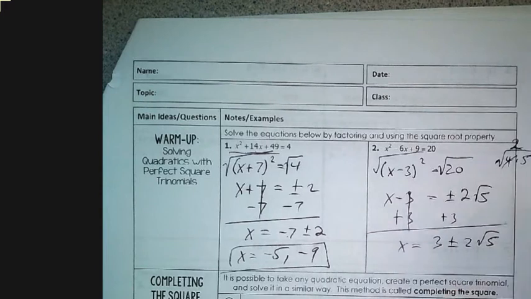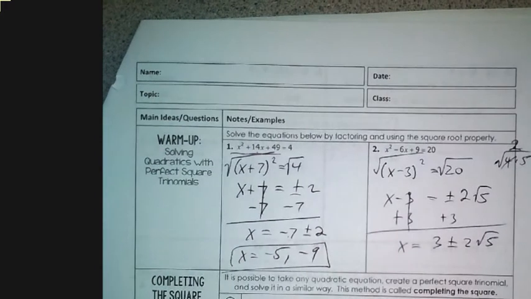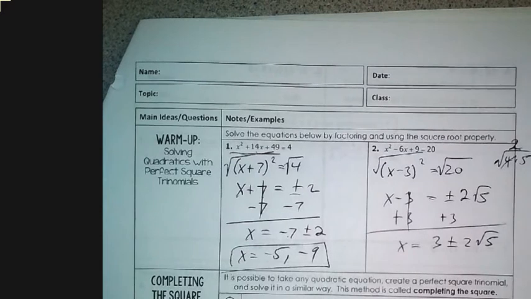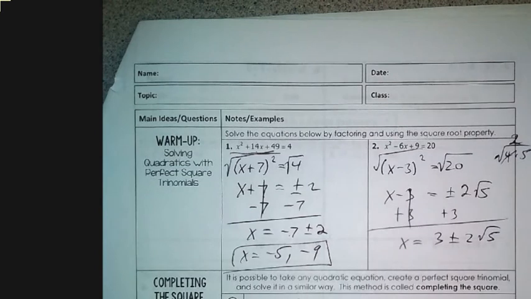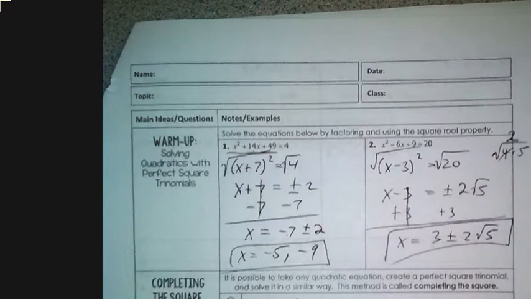Now, can this be simplified? No, it can't. I mean, you could write it out as 3 plus 2 root 5, and then again as 3 minus 2 root 5, but there's no point in doing that. I don't mind if you just leave it like this. If it can't be simplified any further, just leave it like this: 3 plus or minus 2 root 5.